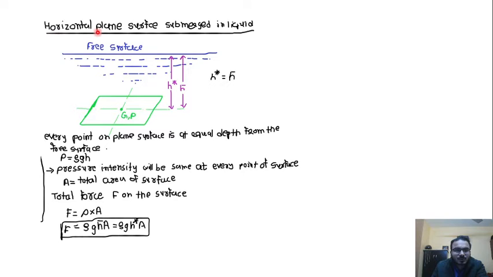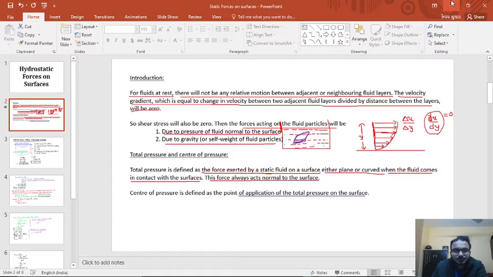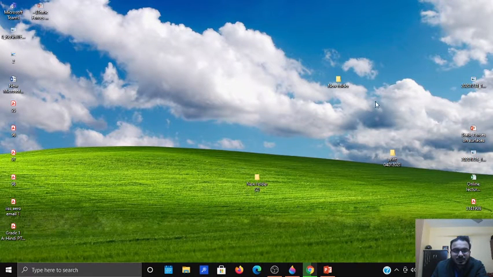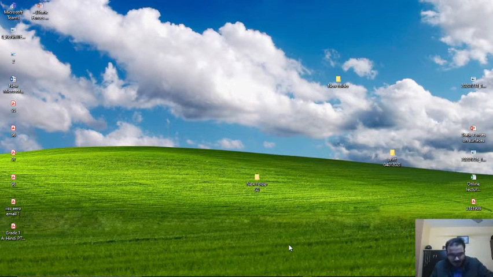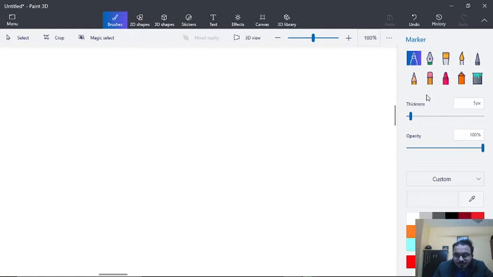And we also proved it for a horizontal plane surface submerged in a liquid. In case of a horizontal plane, H star will be equal to H bar. Now we will derive the same two terms for the inclined plane, which is a bit more complicated. So let's begin. I would suggest you to be patient while I'm drawing this figure because it is slightly difficult.